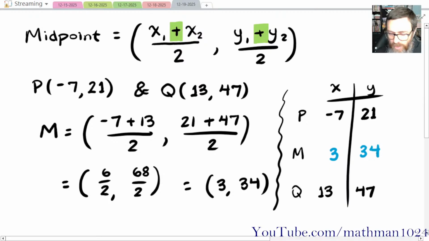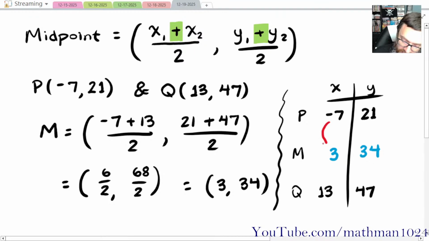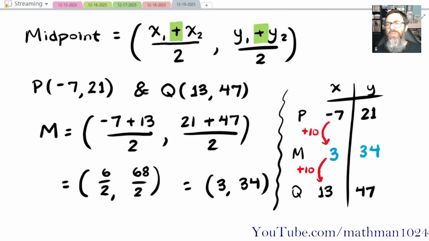Now, if this really is the midpoint, that means that as I go from P to Q, as I get to the midpoint, I've gone half of my distance. So look at this. As I go from -7 to 3, I have increased by 10. If I go from 3 to 13, that is another increase of 10. So I hope that you can see that 3 is exactly halfway in between. Just like if you're going on a road trip and you've gone 200 miles, but you've only gone halfway, you're at the midpoint, right? That means you need to go another 200 miles.